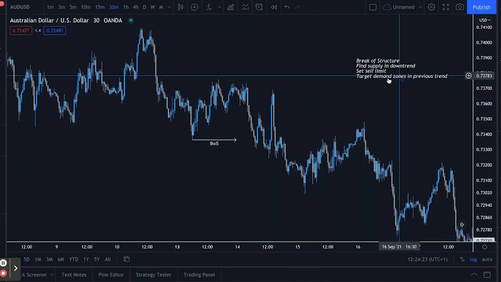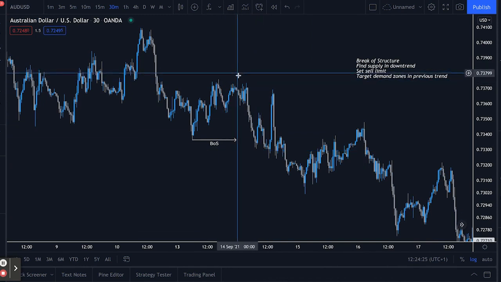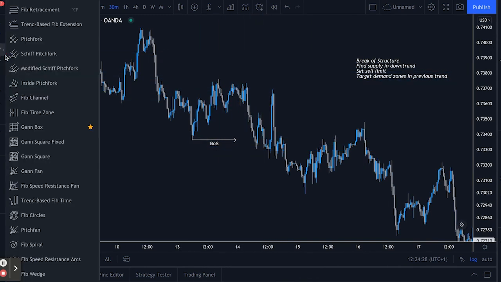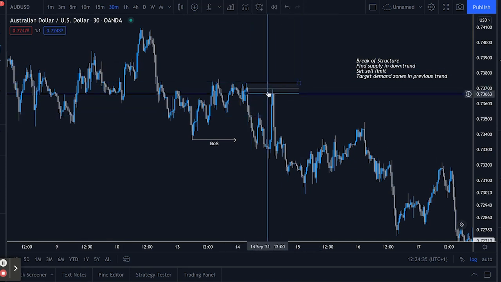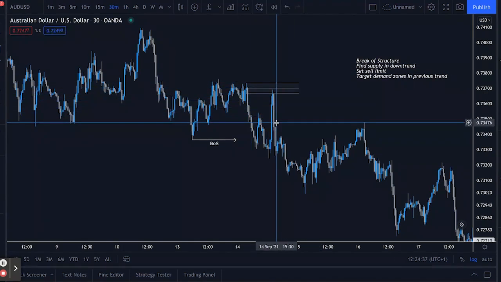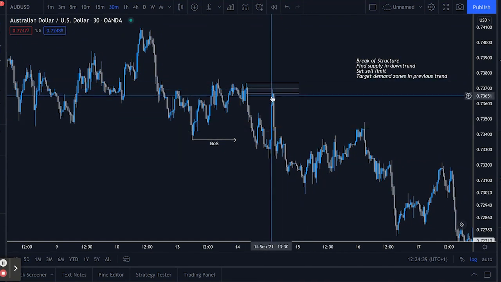Then we can find the supply zone in the downtrend. So the supply zone that broke the structure was indeed this one at the top of this move. And then from this, we can actually see where in the zone is the best place to sell from. Do we want to sell from the midpoint of the zone? Do we want to sell from the low of the zone?